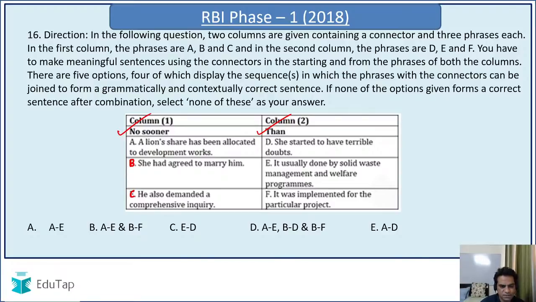No sooner. नहीं, यहाँ पे इन्वर्जन करना नहीं है पुष्पांजलि, हमें तो ये देखना है कि क्या हम इन कंजंक्शंस को यूज करके क्या हम किन्हीं दोनों सेंटेंसेस को कनेक्ट कर सकते हैं क्या. इन्वर्जन हमें यहाँ पे यूज करना नहीं है एक्चुअली में. Yes guys, so no sooner had she agreed to marry him, than she started to have terrible doubts. A lion's share has been allocated to development works. Then it was implemented for the particular project.